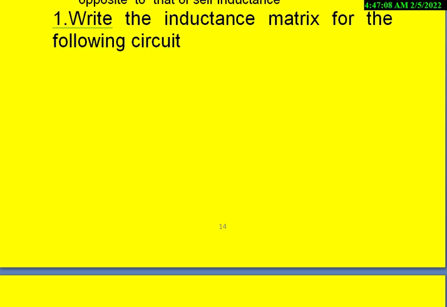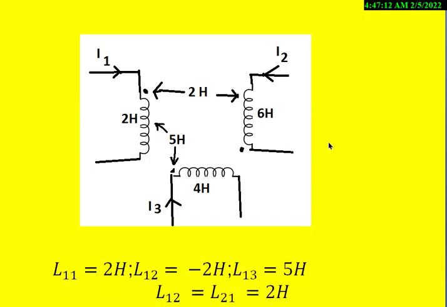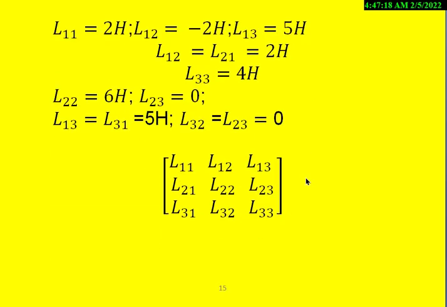So let me consider a problem. Write the inductance matrix for the following circuit. Here let me represent the terms and their meaning. L11 means it is the self-inductance of coil 1. L12 means it is the mutual inductance between coil 1 and coil 2. L13 means it is the mutual inductance between coil 1 and coil 3. L21 means it is the mutual inductance between coil 2 and coil 1.